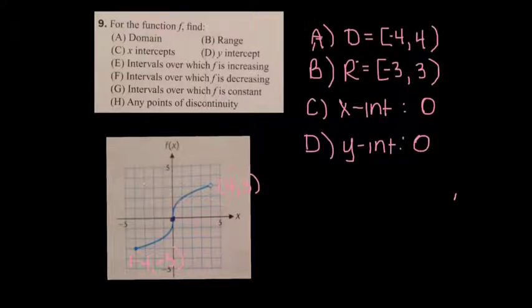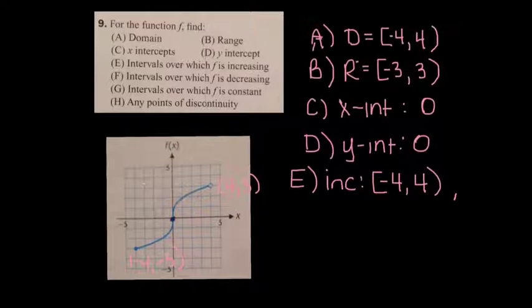Intervals over which f is increasing. Well, if you were to trace this function, the function is always increasing. It's always moving up over its entire domain. So that means that the function would be increasing from -4 to +4, which is its domain, because it's always increasing. Since it's always increasing, then it's never decreasing and it's never constant.